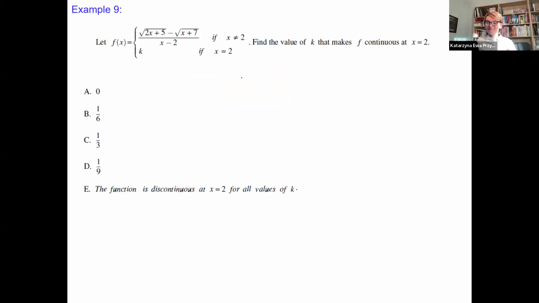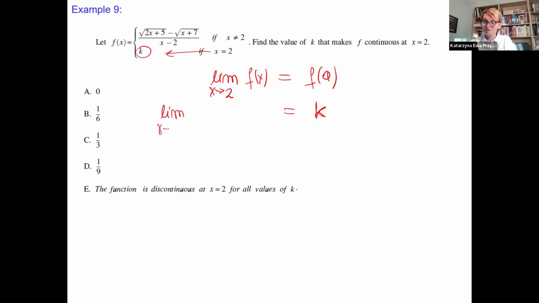Okay, and for instance, this is a nice question. Find the value of k that makes function f continuous at 2. This formula is defined everywhere, but not at 2. At 2, the value is exactly equal to k. That's what we want: the limit as the function approaches 2 equals the value. Yes, the value is k, exactly at 2. But for the limit, you will use this formula.